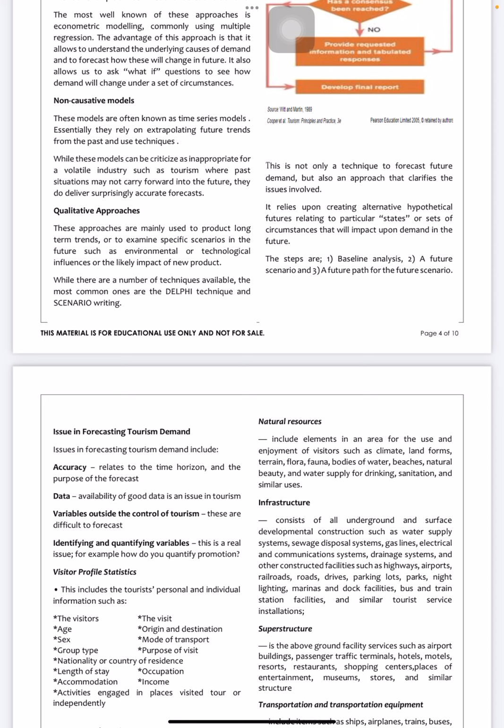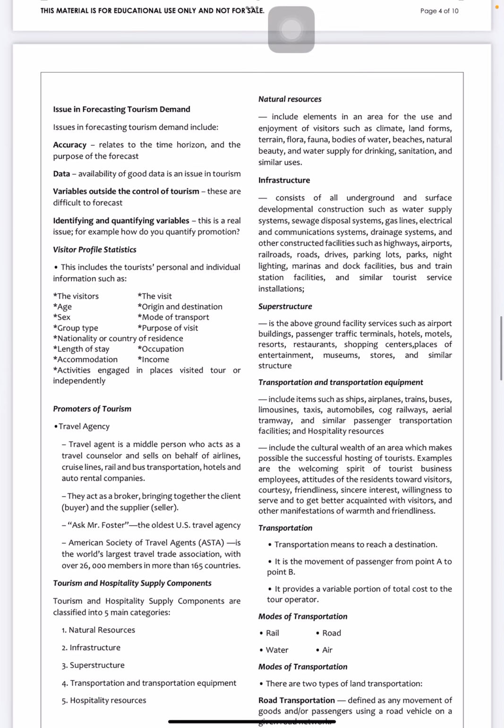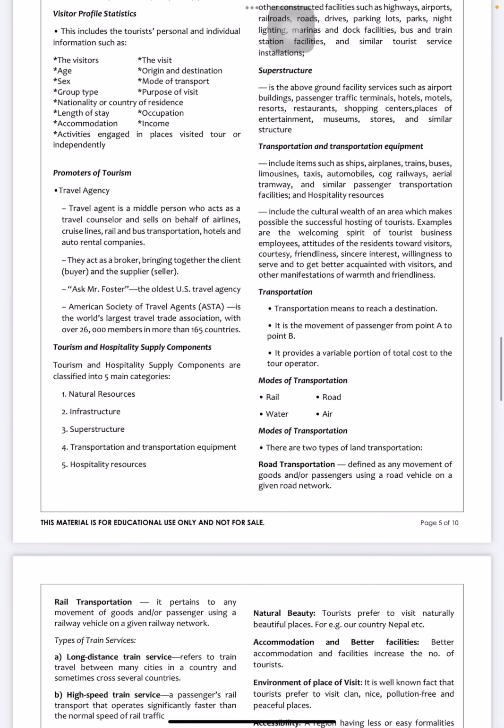So data, available data is good in tourism because whatever data you get, you gather. We cannot control data. We cannot manipulate data. So we're just dependent on what is available. Next, variables that are outside forecast. So visitor forecast statistics like the visitors, the age, group type, nationality, length of stay. So you can get that because people tend to answer if there will be a survey conducted.